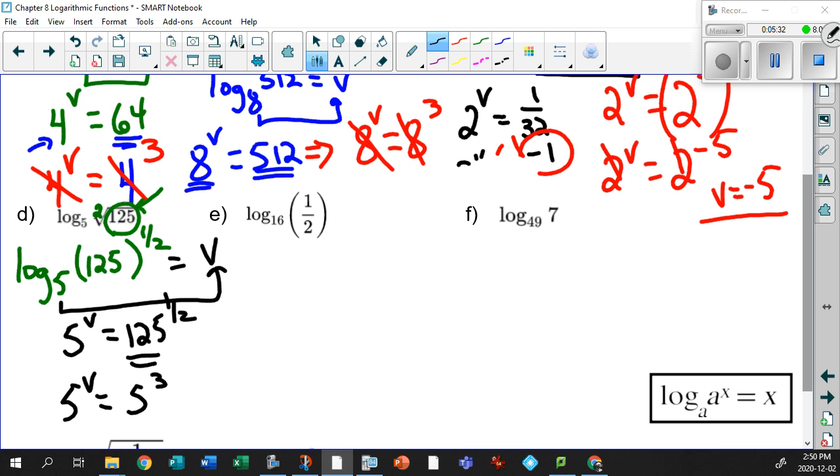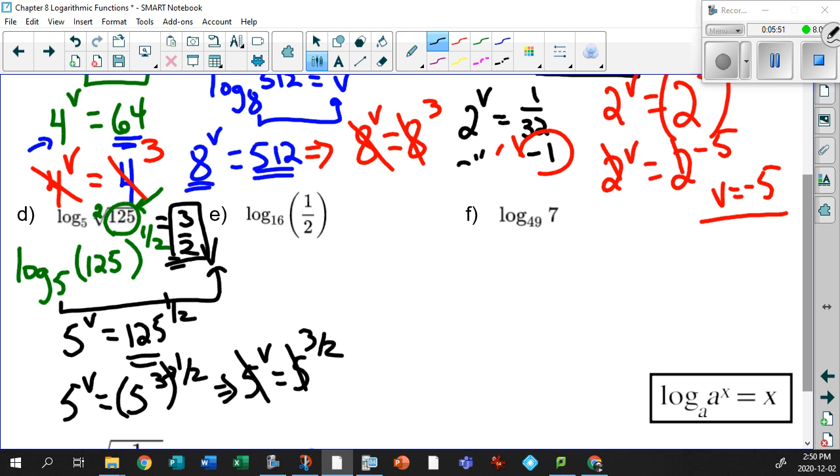That's what 125 is: 5 cubed to the power of 1/2. Wait a second. 3 times 1/2, isn't that just 3 over 2? Doesn't this become 5^v equals 5 to the 3 over 2? Cancel the 5's, v equals 3 over 2. The answer, 3 over 2. That's simple. Straightforward. Even when I give you a radical like that, you can figure it out.